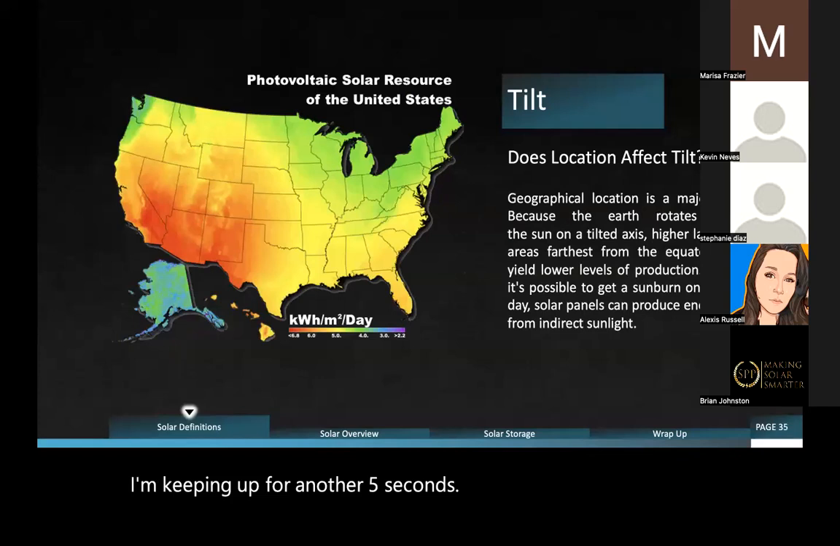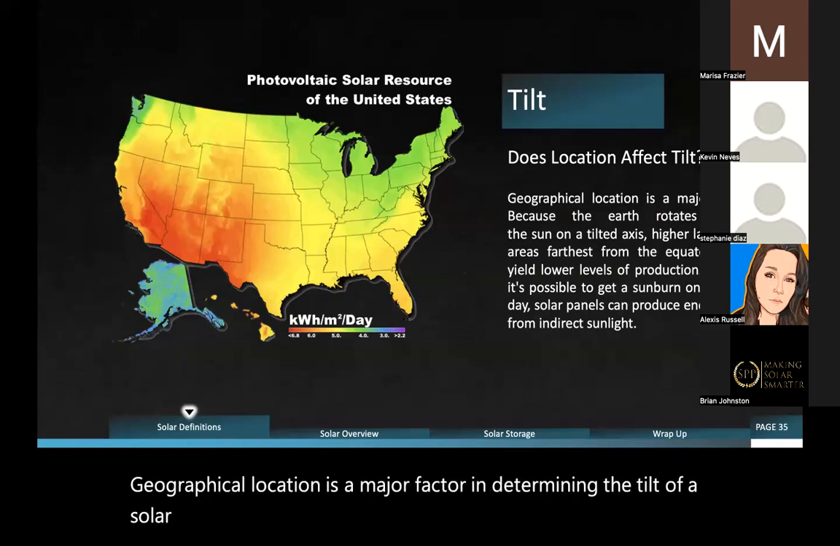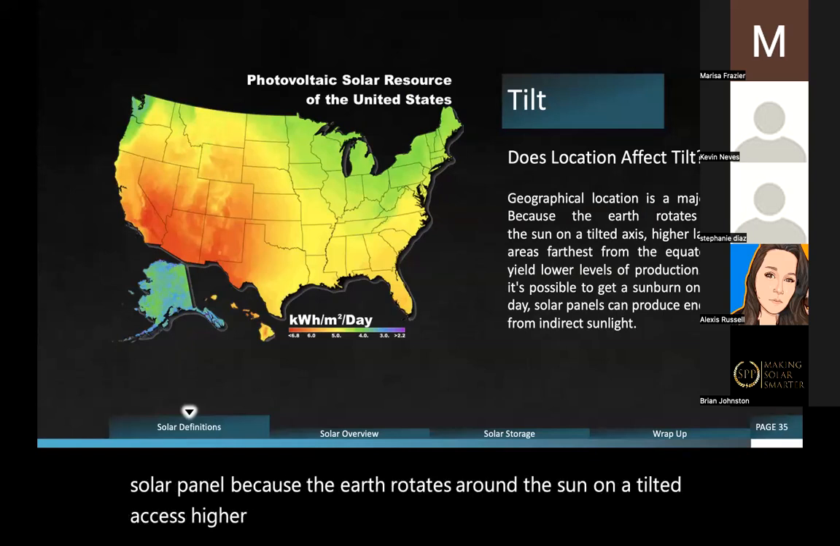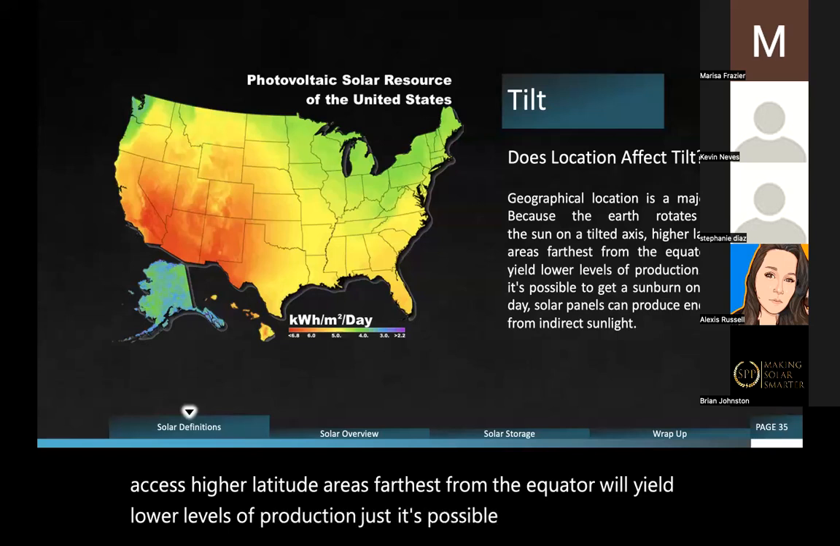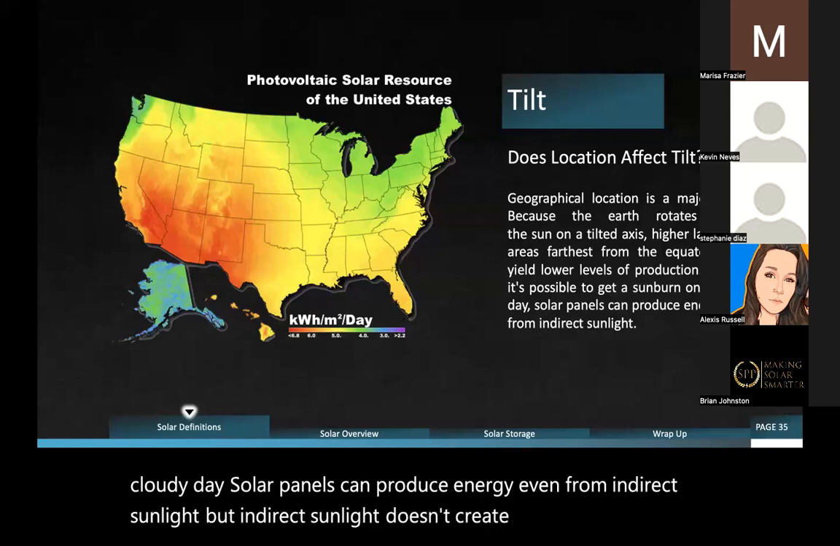Okay. So does location affect my tilt? Write this down. It may be on your test. Yes. Geographical location is a major factor in determining the tilt of a solar panel. Because the Earth rotates around the sun on a tilted axis, higher latitude areas farthest from the equator will yield lower levels of production. Just like it's possible to get sunburn on a cloudy day, solar panels can produce energy even from indirect sunlight. But indirect sunlight doesn't create the most energy, right?